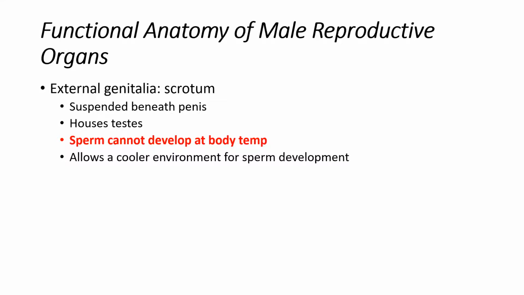So that is why we have the scrotal sac, to house the male gonads, to house the testes outside of the body. So the genitalia would be the scrotum, whereas the gonads would be the testes themselves, which are inside the scrotum.